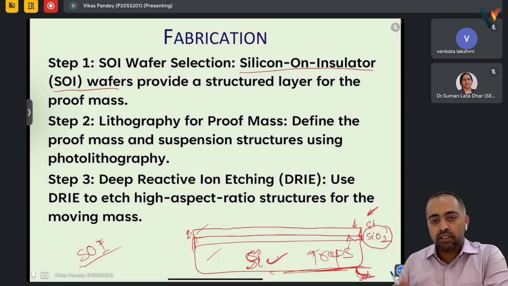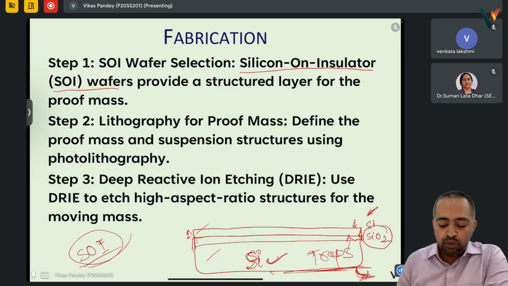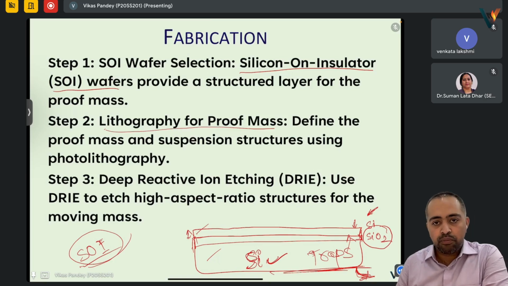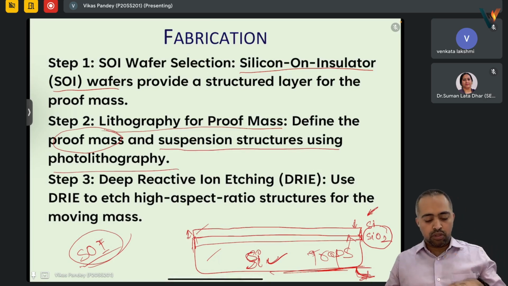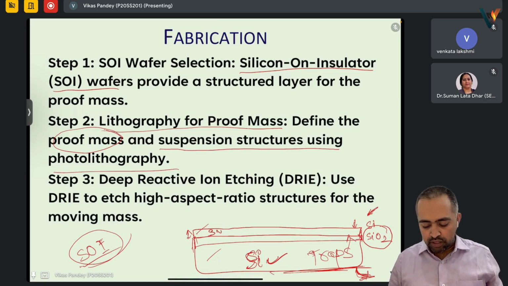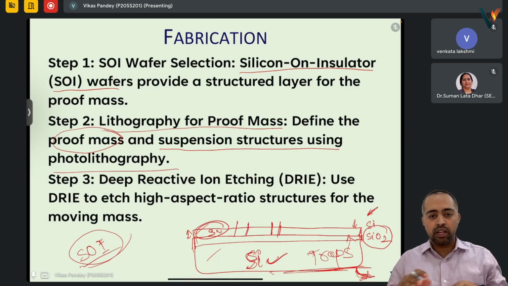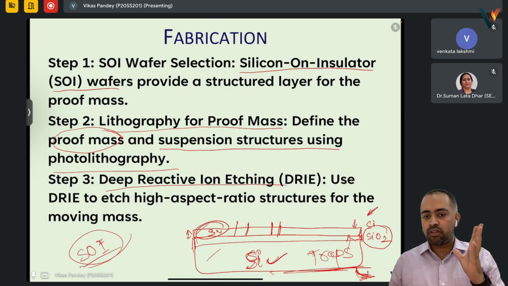we take this silicon-on-insulator layer wafer, then do the lithography for the proof mass. That is, we define the proof mass, that is the fixed structure, and the suspension structure using lithography. So on the top, on this silicon, we define what area we will make as fixed, what area we will make it moving. Okay. Then we go for deep reactive ion etching, or RIE, whatever is available.